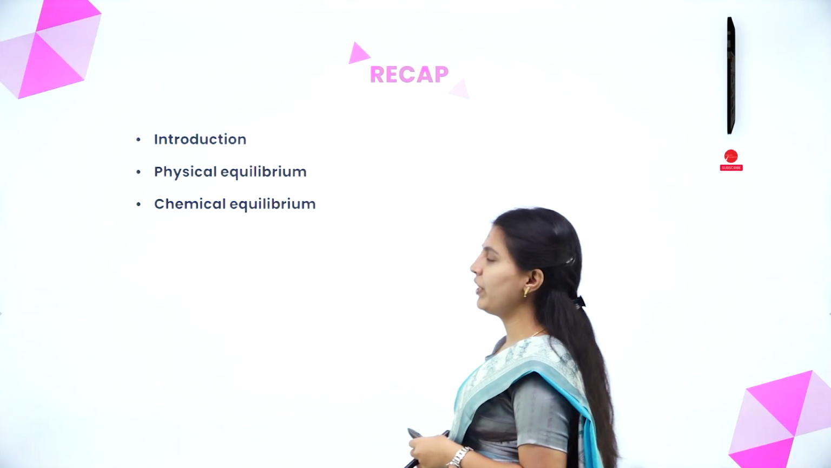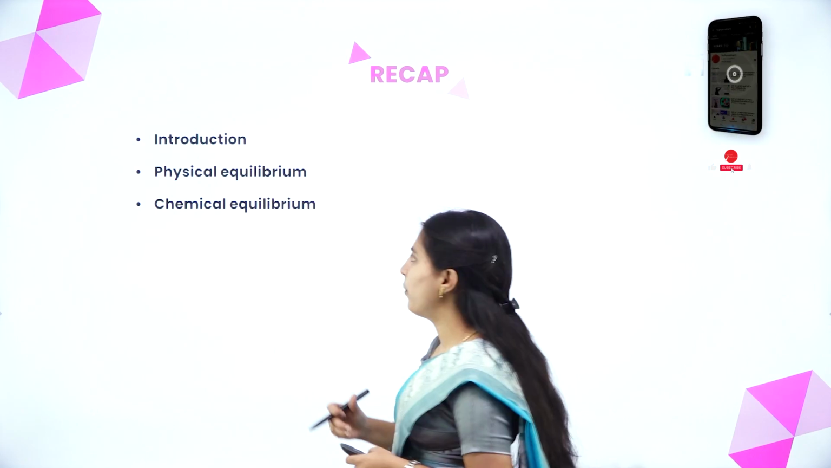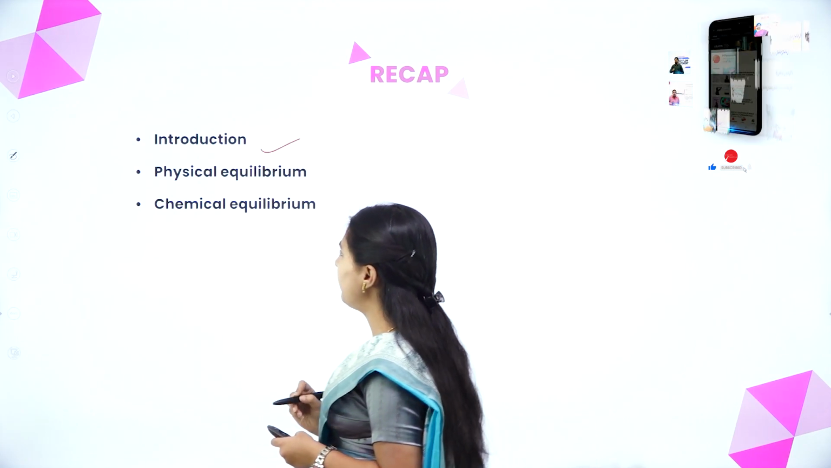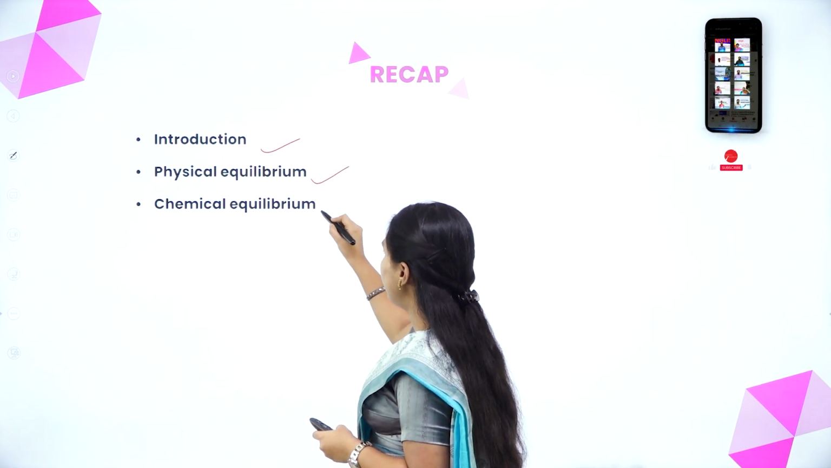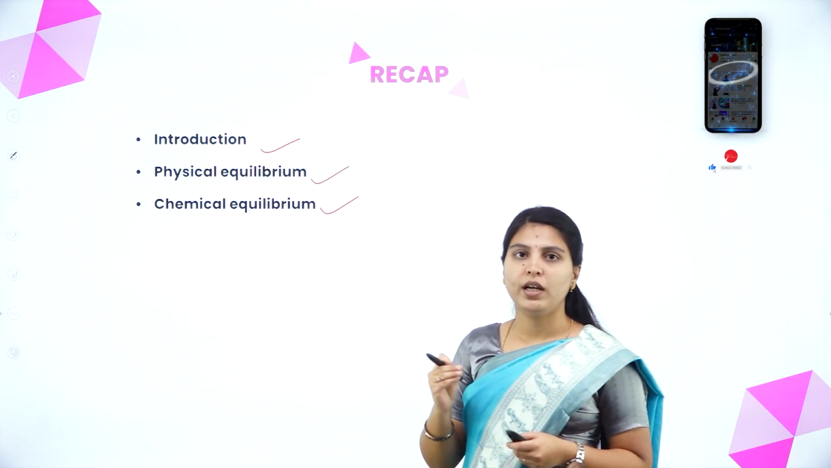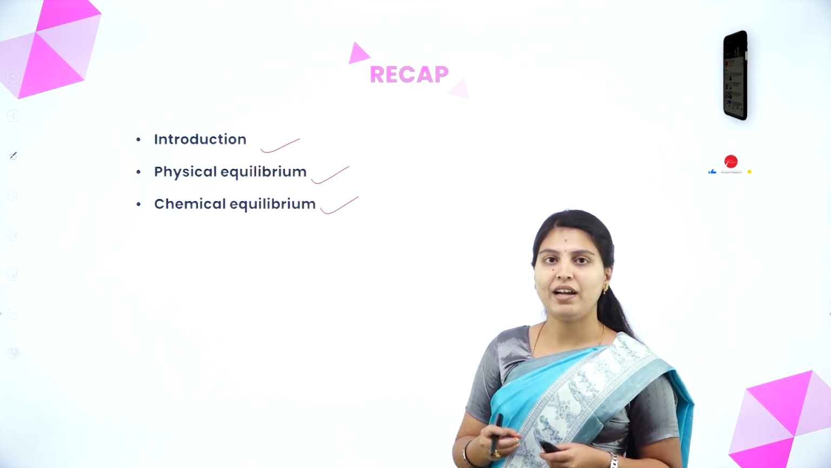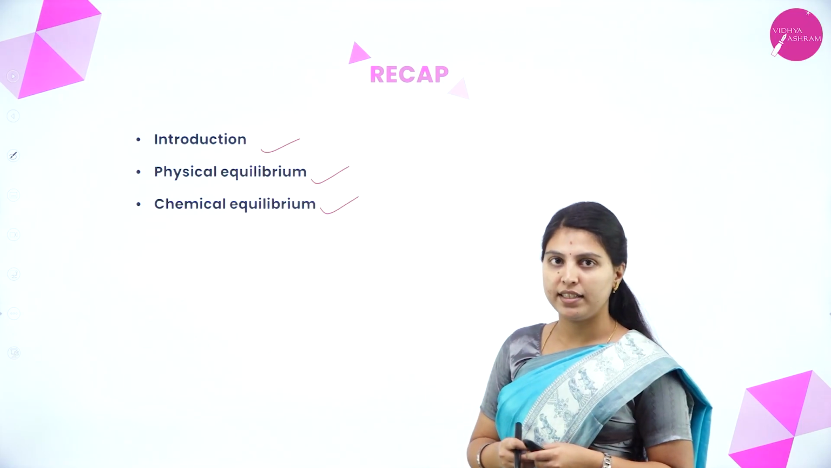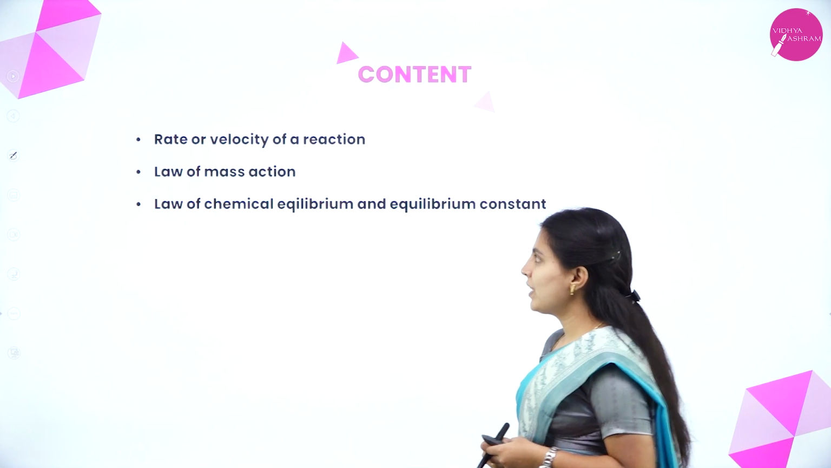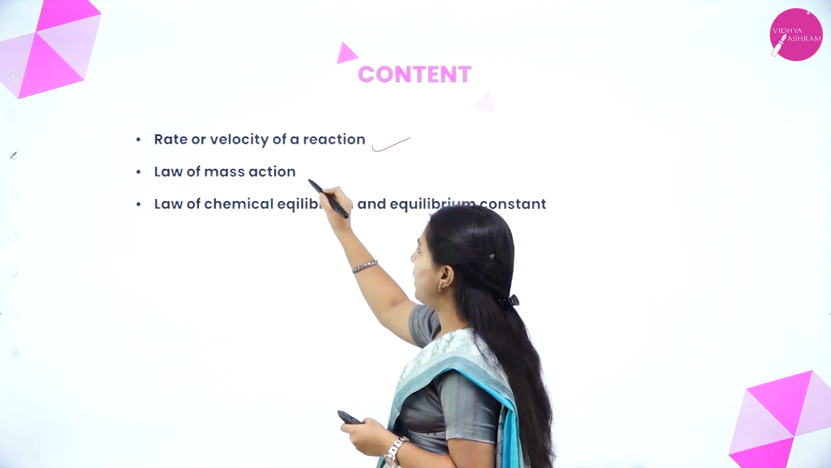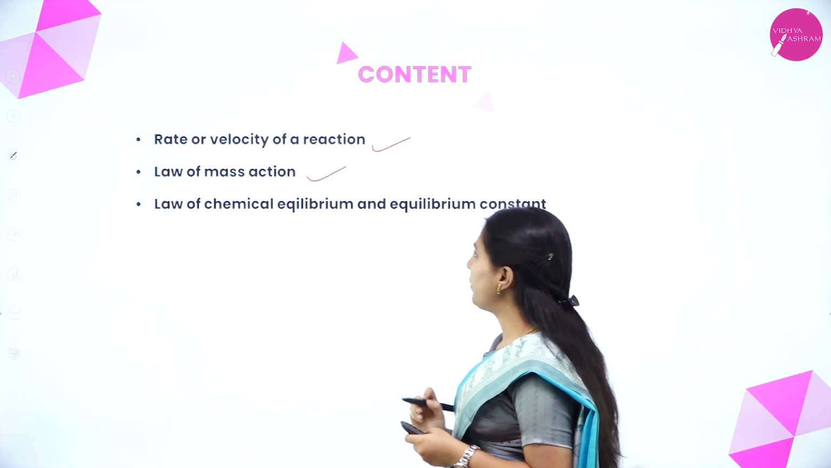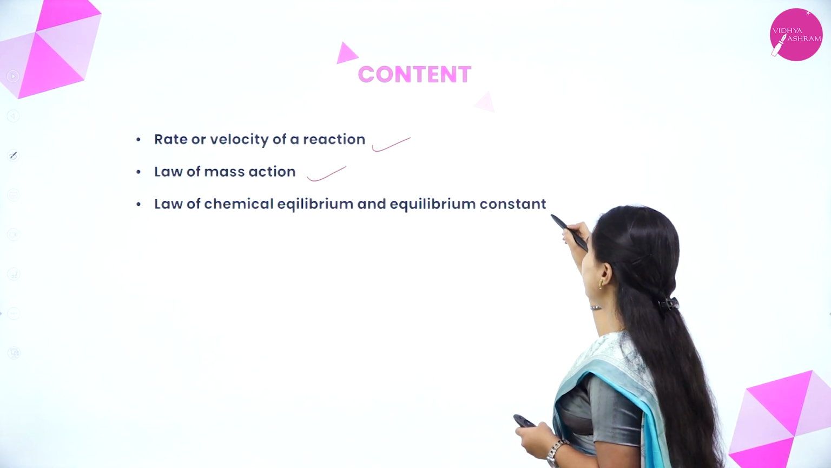In the last session, we discussed the introductory points of chemical equilibrium, physical equilibrium and chemical equilibrium. These are the two types of equilibrium. This we have discussed in the previous session. In today's session, we will discuss the rate or velocity of a reaction, the law of mass action, the law of chemical equilibrium and the equilibrium constant.